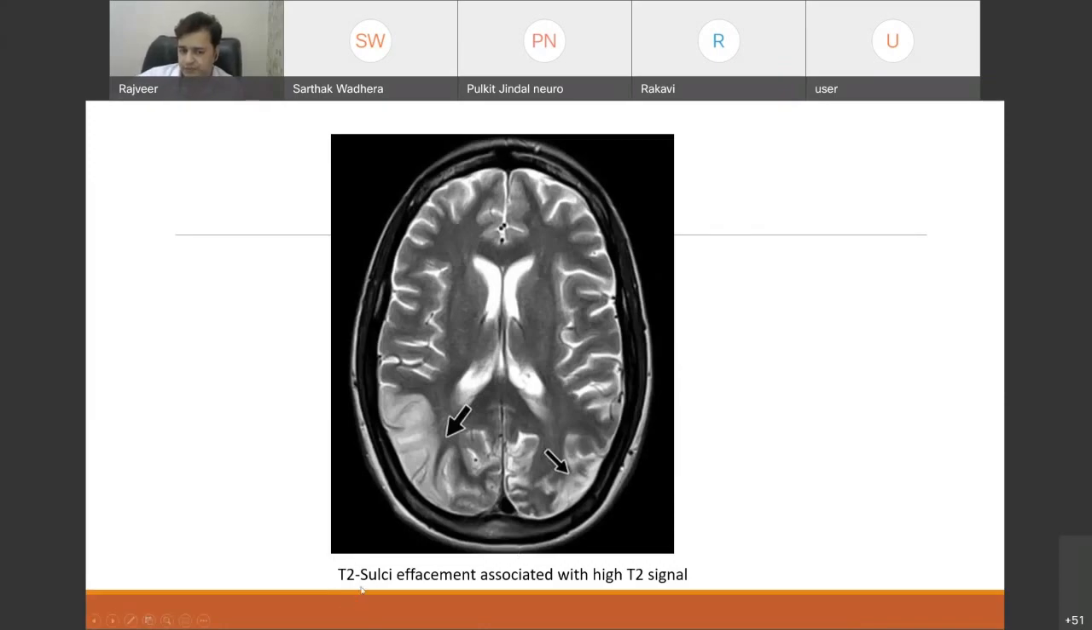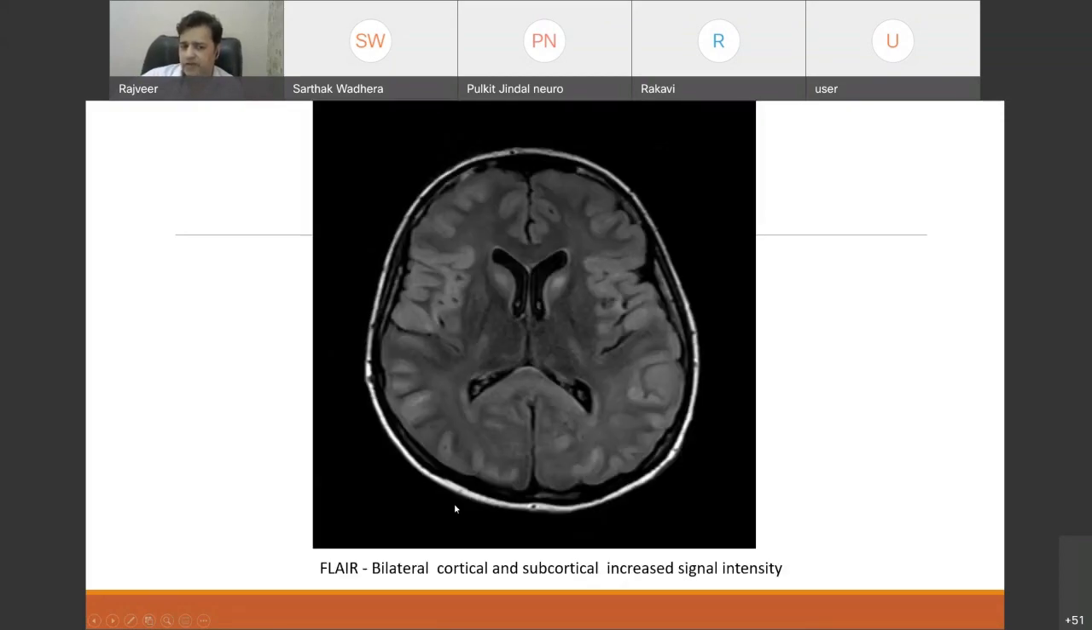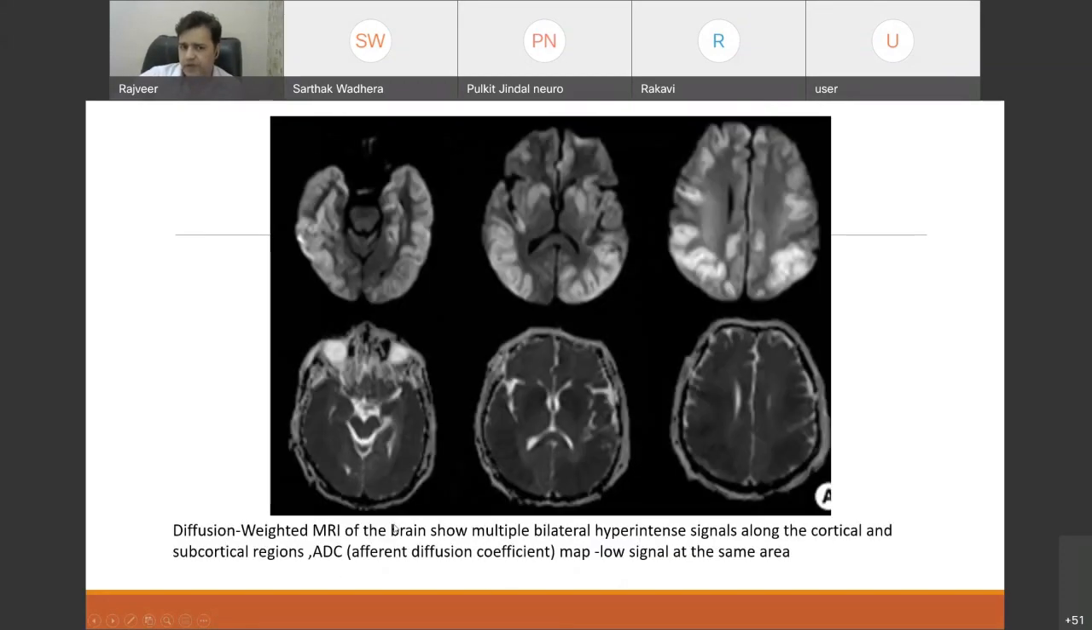So in the T2 images, you will find sulcal effacement. You can see these are clearly visible sulci, but in the posterior part, sulci are blurred bilaterally. And along with this, there will be hyperintensity around the cortical and subcortical area. And if you see a FLAIR image of a neuroglycopenia patient, you will find cortical as well as subcortical hyperintensity. And if you do the diffusion images and ADC images, which we usually do for stroke patients, you will find cortical and subcortical diffusion restriction, and the similar area will show hypointensity on the ADC map.